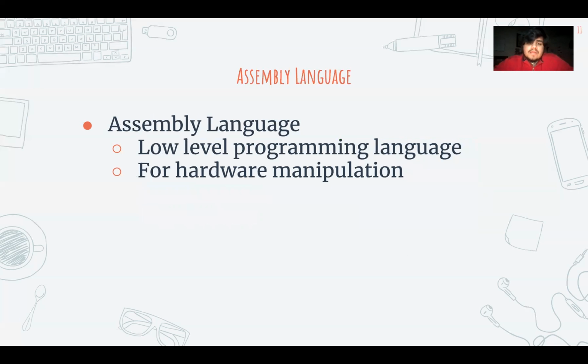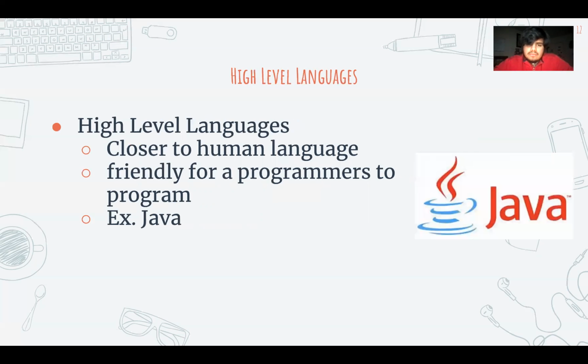We also have assembly languages. This is a low level programming language, and it does have a few additions of human words. However, this is generally more for hardware manipulation. You can use it for software development, but again, it's more for hardware manipulation. So it's low level. It's not as high level, which is what we're going to be using in this course, Java, for example.